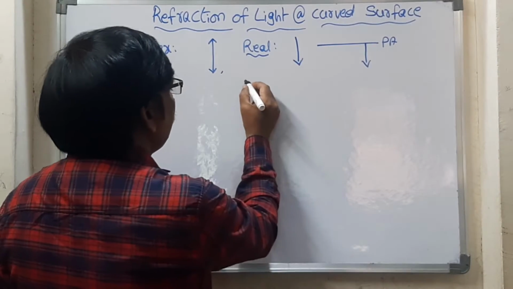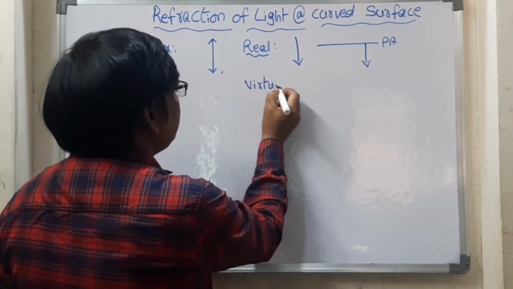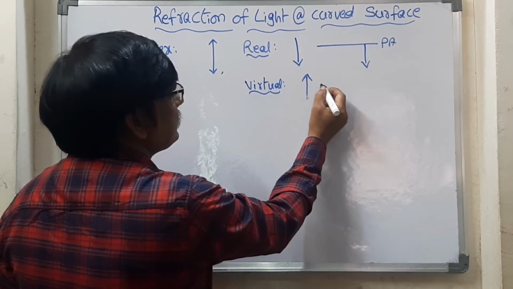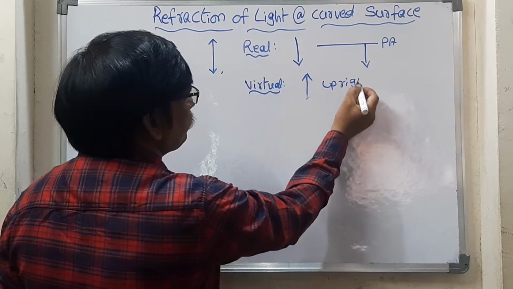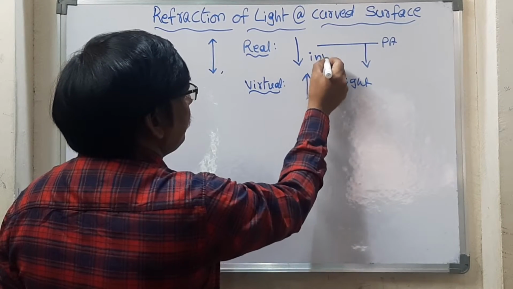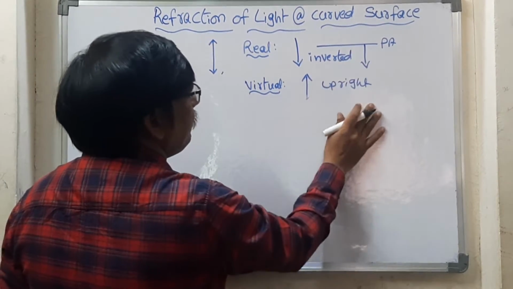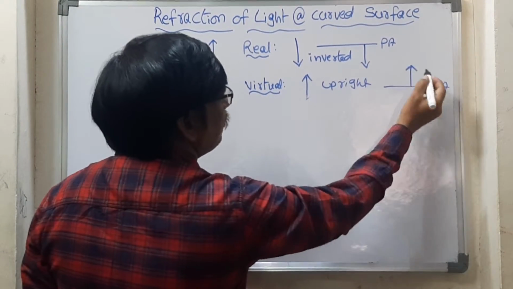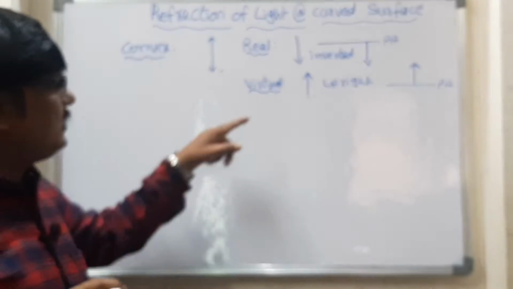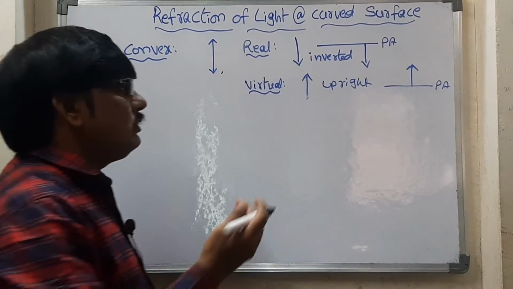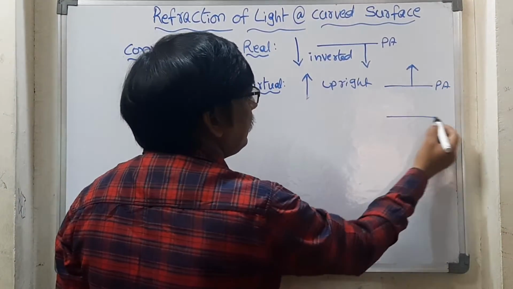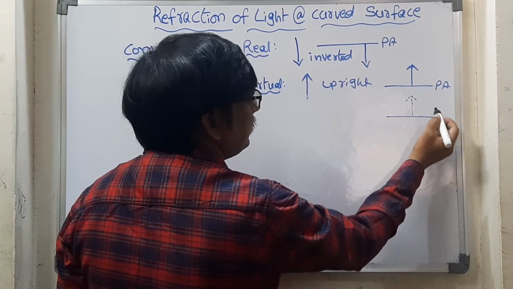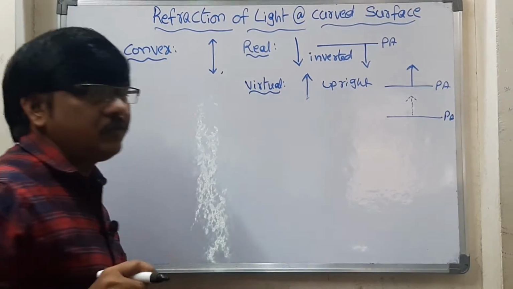And next one is the virtual image. When can we say the image is virtual? These are both opposite. If it is upright, we call it upright; if it is inverted, we call it inverted. And apart from this, if the image is forming above the principal axis, then we call it virtual. Generally, a virtual image we express with dotted lines. So a virtual image can be expressed like this, and it will be formed above the principal axis.